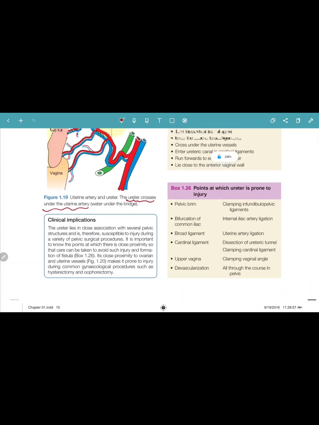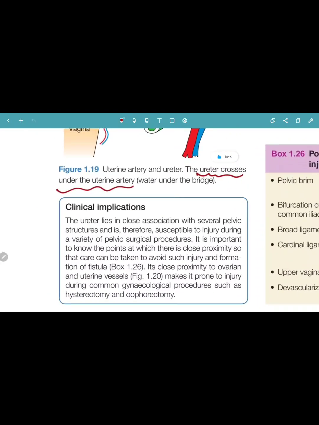The clinical implications are: the ureter lies in close association with several pelvic structures and is therefore susceptible to injury during a variety of pelvic surgical procedures. It is important to know the points of close proximity so that care can be taken to avoid such injury and formation of a fistula. Its close proximity to the ovarian and uterine vessels makes it prone to injury during common gynecological procedures such as hysterectomy and oophorectomy.